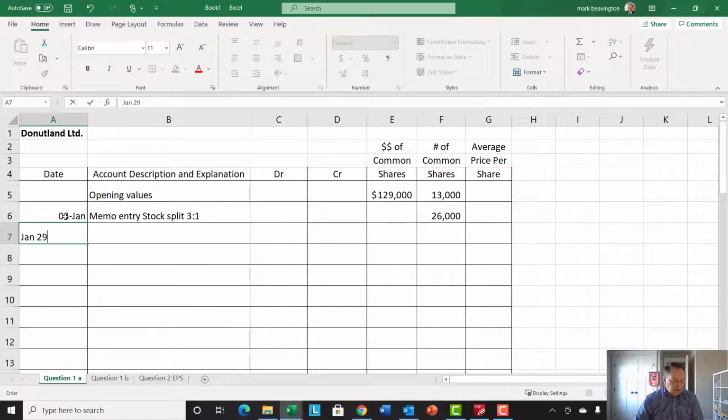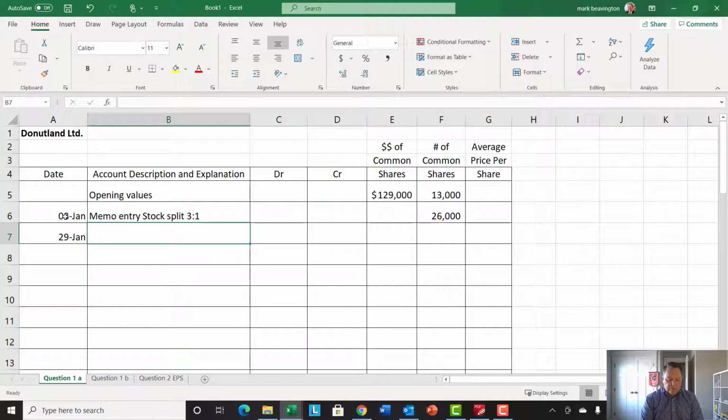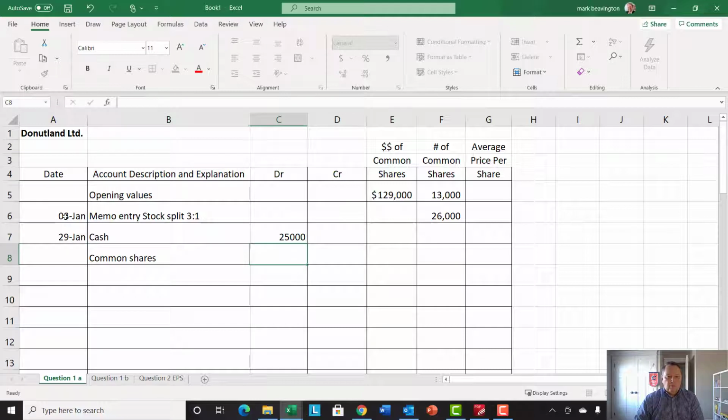January the 29th, we issue 5,000 common shares at $5 a share. So that should be $25,000. So our entry is to debit cash for the $25,000, and then on common shares, we have the credit as well for $25,000.